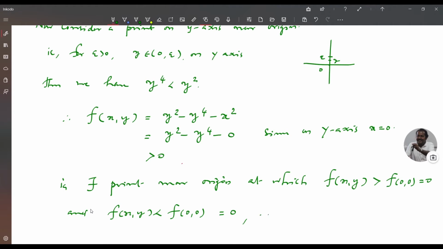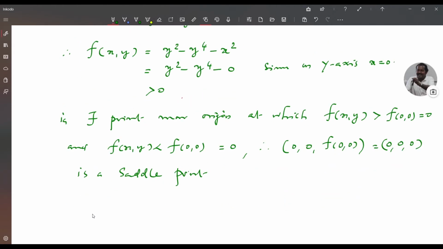Therefore, 0, 0, f of 0, 0, that is 0, 0, 0, is a saddle point to the surface z is equal to y square minus y raised to 4 minus x square.